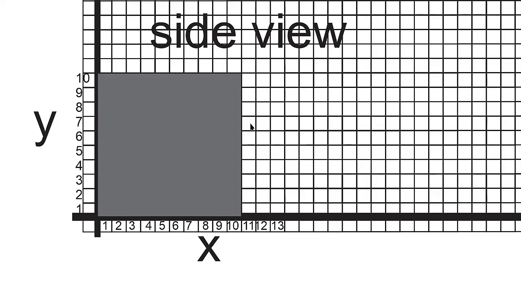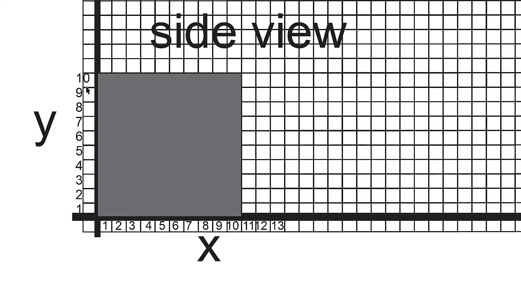So first, in planning the screen, we're just using X and Y here from a side view. Our screen is going to go from 1 to 10 in the X and 1 to 10 in the Y. So we've got to keep that in mind.